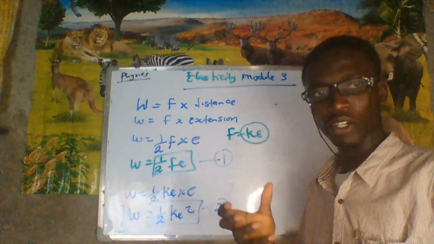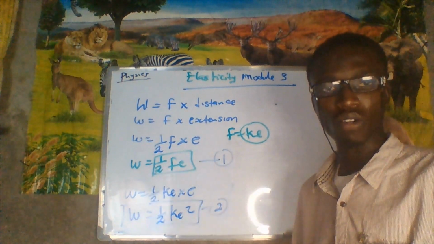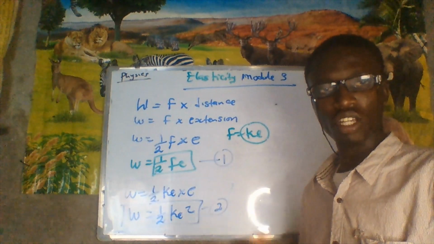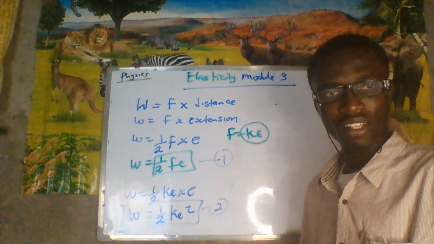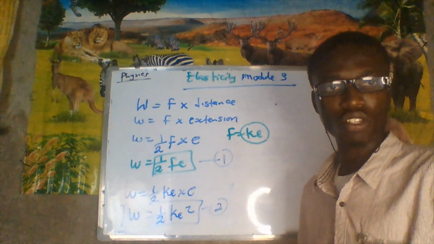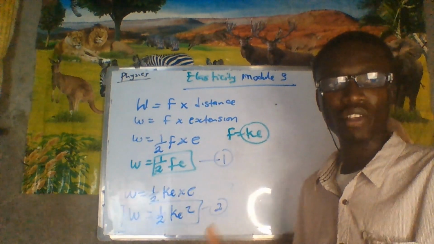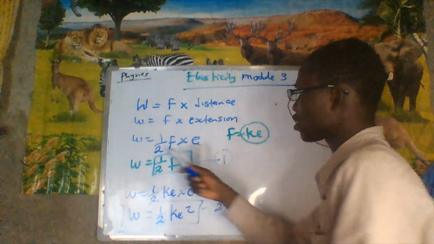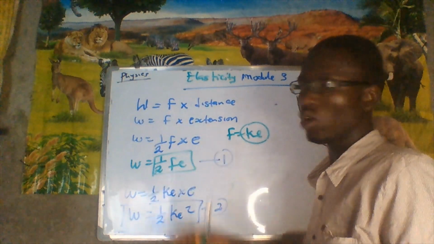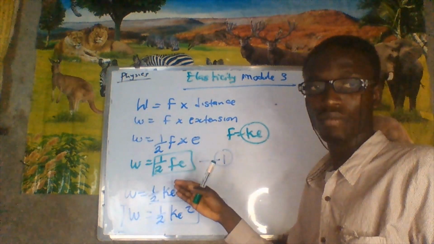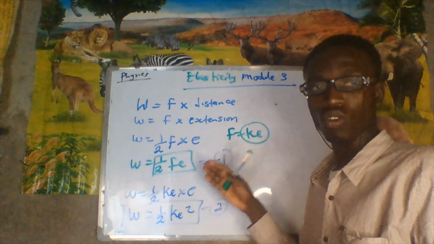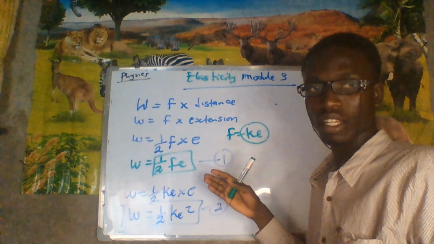By the time you place your hand on the wire without stretching it, that's force 0. But immediately you stretch it, that's the final force. So you experience two values of force, and in that scenario you can have what we call the average force. That's why I have this half: half F times E, and that's the first formula. This is important. This is the formula of energy stored in a wire that is stretched.